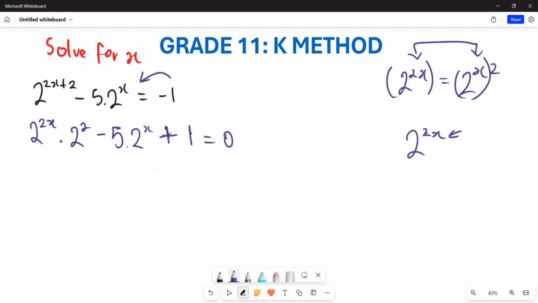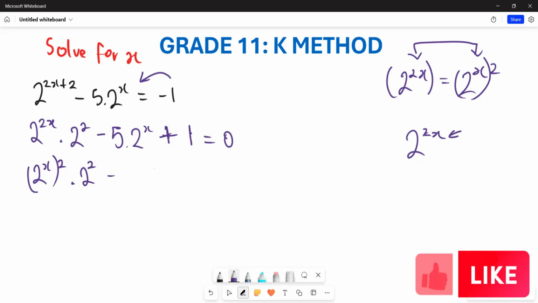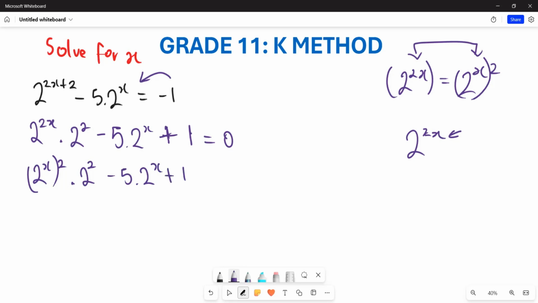Now, what is this going to be from here? So what are you going to do here? You can still write this as 2 to the power of x, close bracket, squared, multiplied by your 2 squared, subtract 5 multiplied by 2 to the power of x, plus 1, which is equal to 0. Now that you have everything, you can see you are having 2 to the power of x here, and you're having 2 to the power of x here. So what are you going to do?